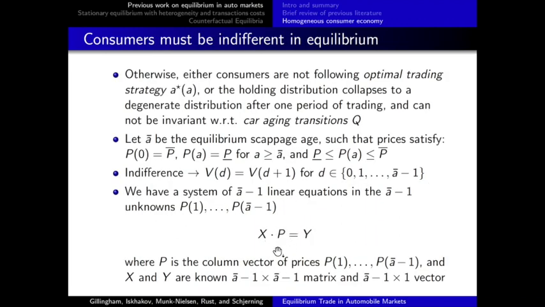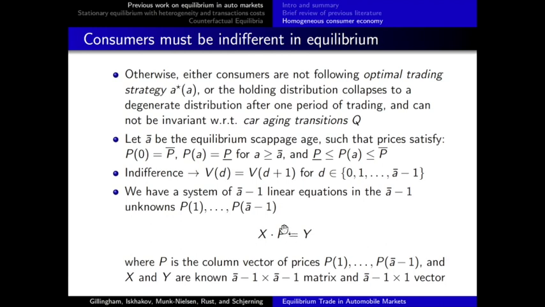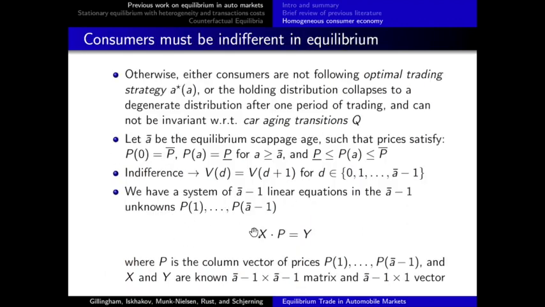So here, X and Y essentially depend on parameters of the model, that's X, and then the utility function here, and the new car price, and the scrap price, okay? With those two matrices that you can form from primitives of the model, you can solve for the price vector simply by pre-multiplying by X inverse on both sides, and you've got the price system. Okay, so that's a linear algebra exercise. So solving the model really just amounts to forming these two matrices and then solving this system of equations.